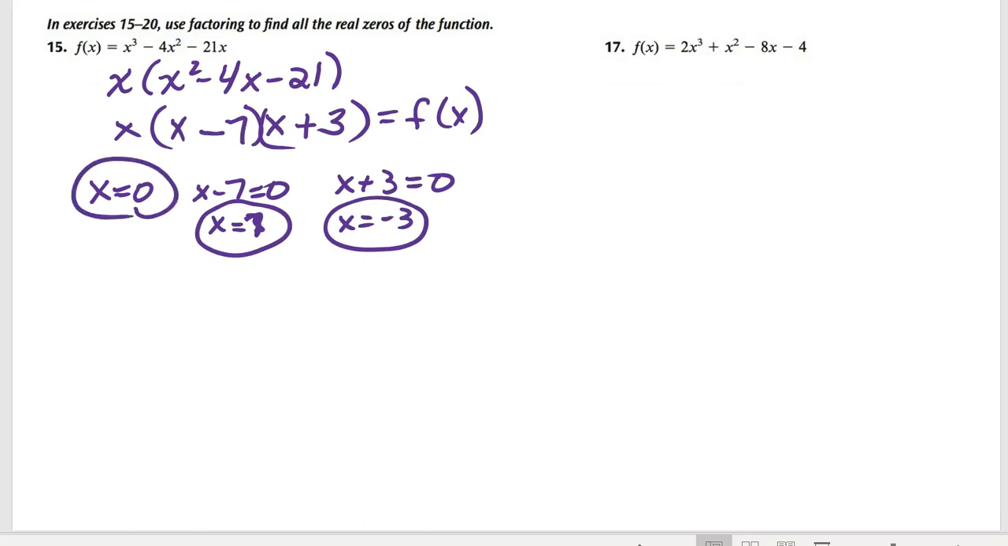My next problem, 2x cubed plus x squared minus 8x minus 4. First, I look to see if there's a greatest common factor, and there's not. Then I count the terms. There's 1, 2, 3, 4. 4 terms means I'm going to use factor by grouping, which is just two mini problems. To use factor by grouping, I look at the first 2 terms, and I see if they have a greatest common factor, and they do, x squared. I factor it out.